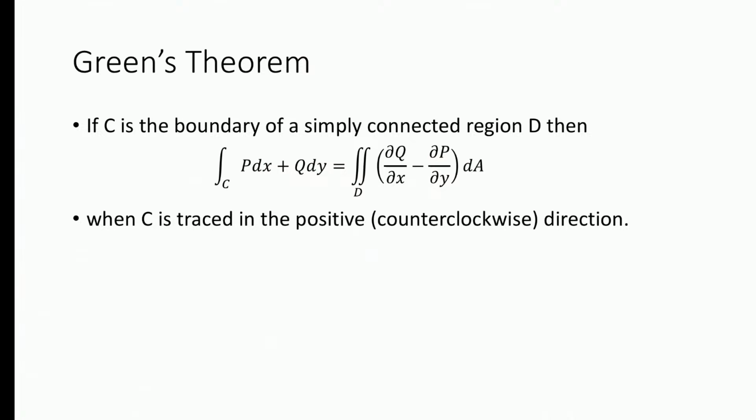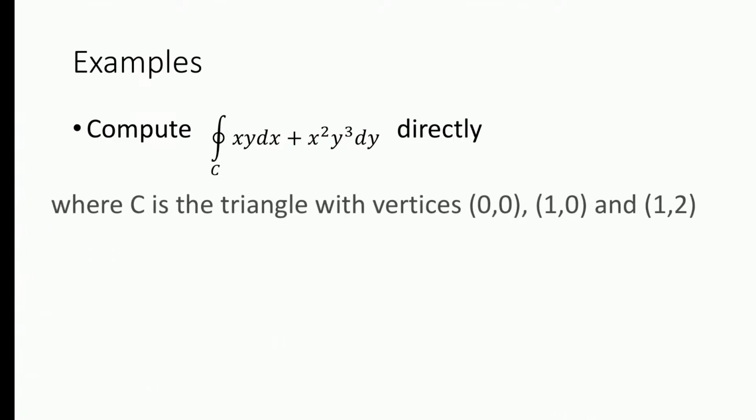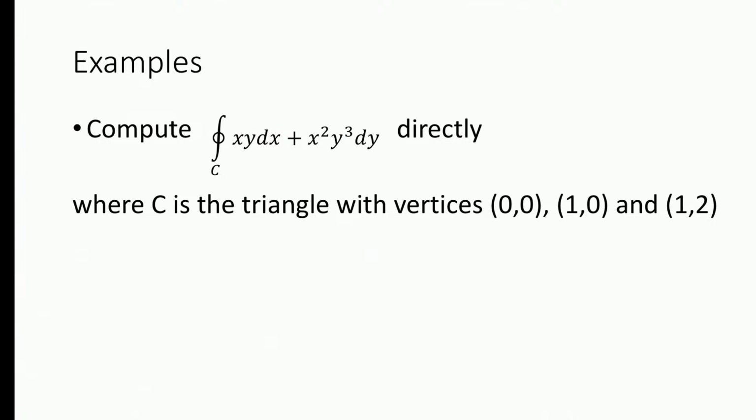So what we're going to do is do a couple of examples and then call it a day. Actually, we're going to do one example, and that's this example. This particular symbol here with the little circle around it just means that we're doing a line integral around a region. The region happens to be a triangle with vertices at (0, 0), (1, 0), and (1, 2). So we're going to do this directly, and then after we do it directly, we're going to do it using Green's theorem.